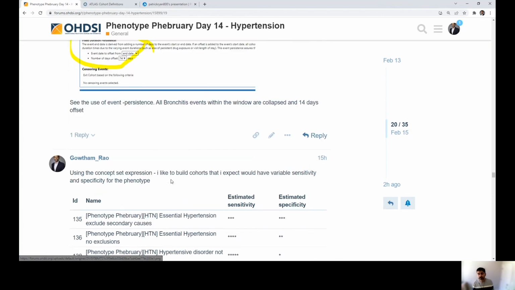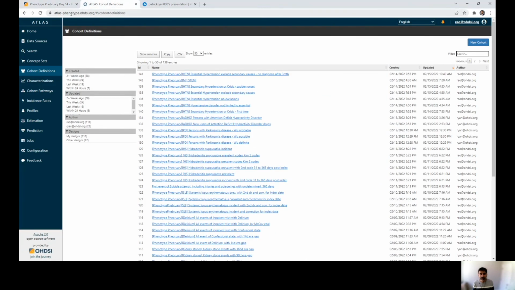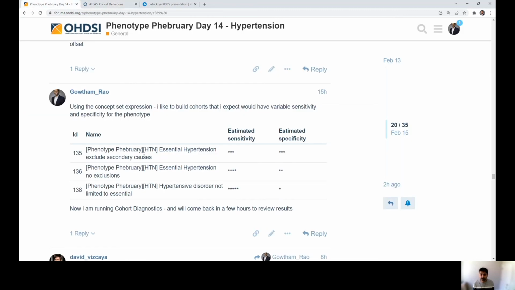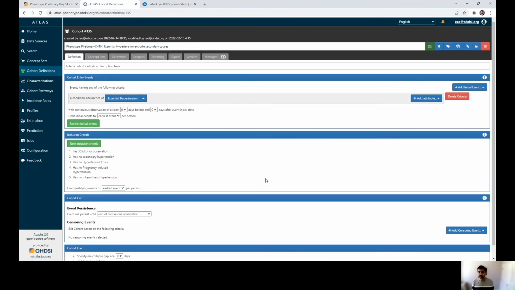Then we use that concept set expression to build cohorts. Those cohorts are in atlas-phenotype.odyssey.org, and here are the different cohort definitions that were used for the February 14th Phenotype February. Here I'm highlighting just three of them. These three have various rules. I'll pull one of them just to show you.